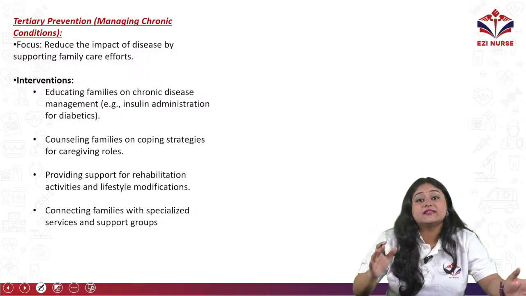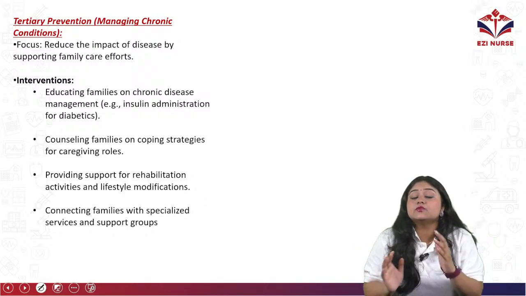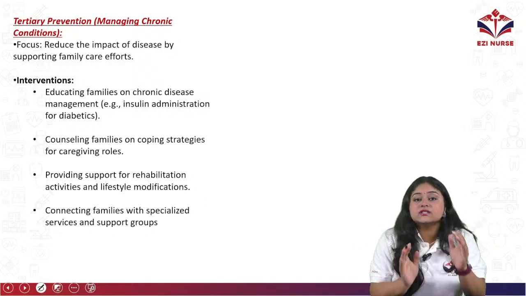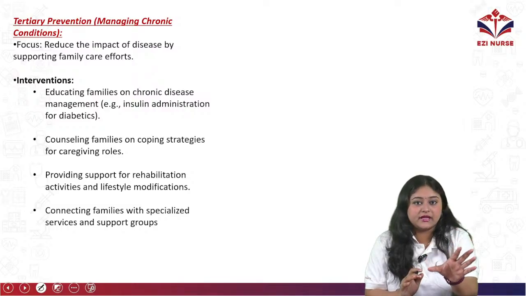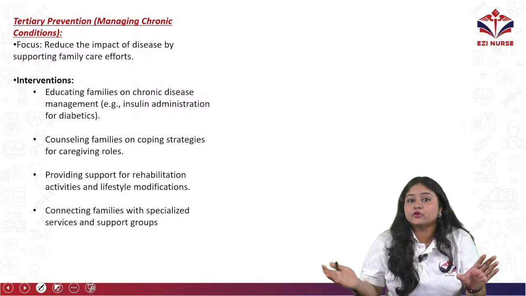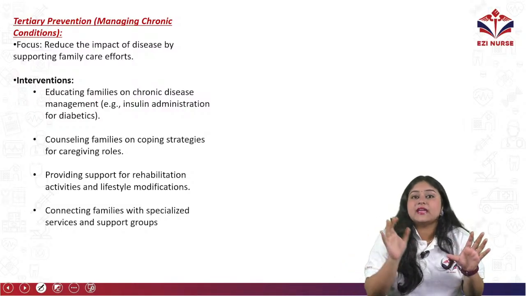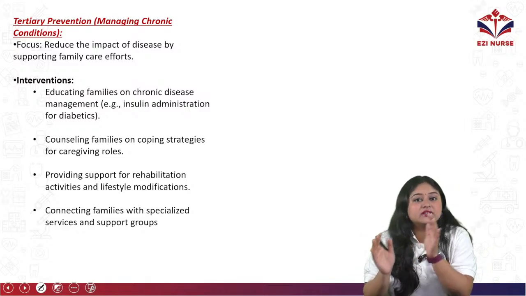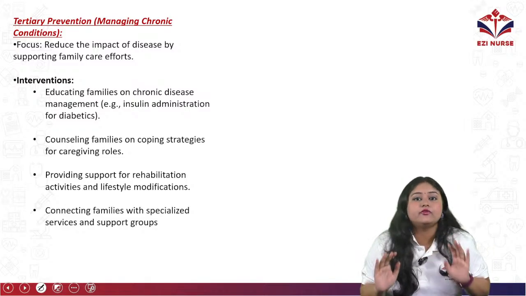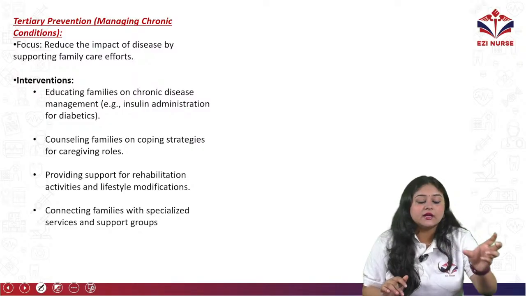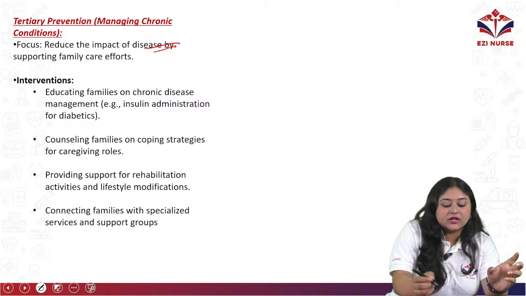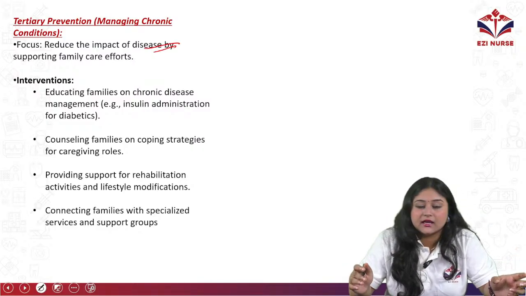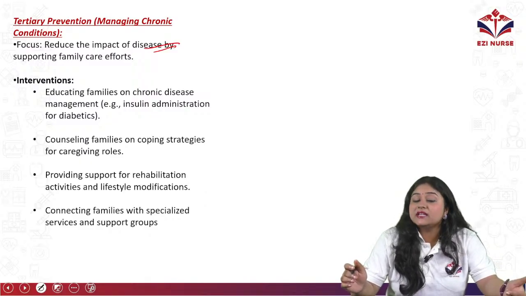Next one is the tertiary prevention or managing the chronic condition. It means the onset has already started and symptoms have started coming out. That time is called the tertiary period. So at that time, how do we prevent? We can't prevent; mainly we have to focus on managing the symptoms as well as palliative care. That's all. So the main focus is to reduce the impact of the disease by supporting the family care efforts. So now come to the interventions.